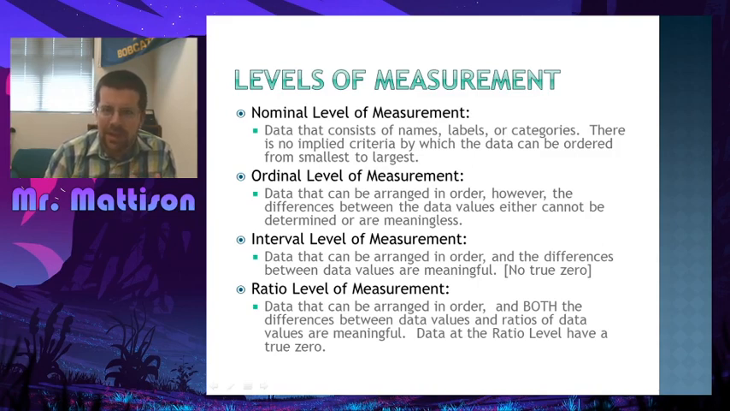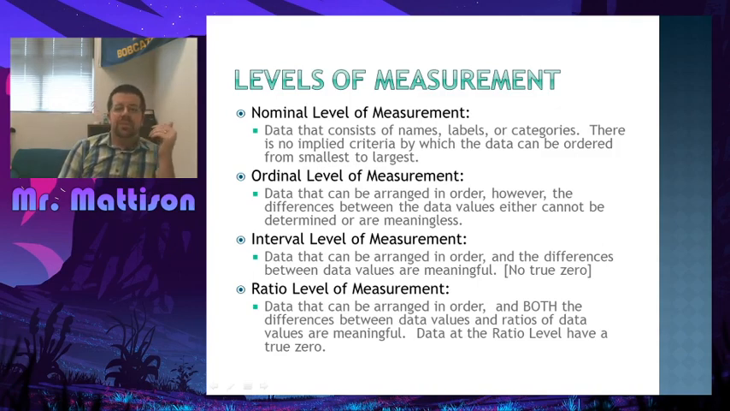So interval is kind of that weird one, but the easy test for that is to say, hey, does doubling work? And if so, then you're not interval, you're at ratio. But if doubling and halving things doesn't work, then you're going to stay at that interval level. Now let's talk about ratio. Okay, so ratio is when that doubling and halving things like that works, right?